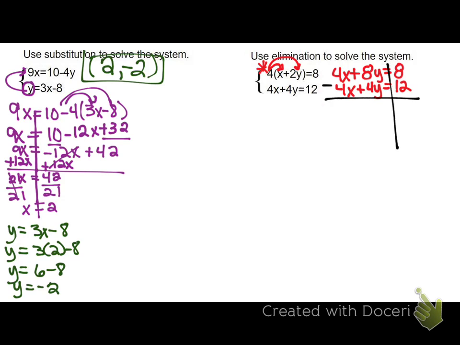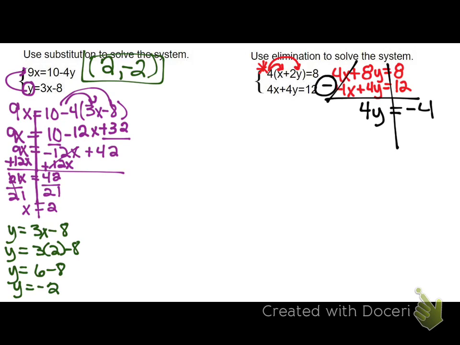So 4x minus 4x cancels. And then we're going to take 8y minus positive 4y, which is basically 8y minus 4y. So what's 8 minus 4? 4y. And then what do I do with my 8 and 12 over here? Subtract. So what's 8 minus 12? Negative 4. Okay.